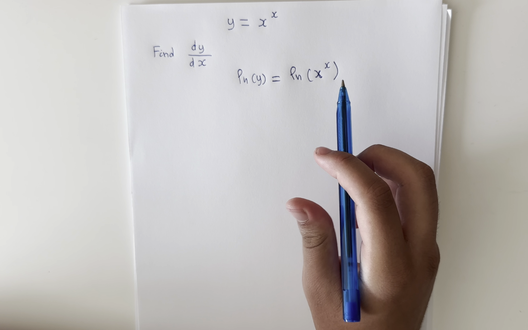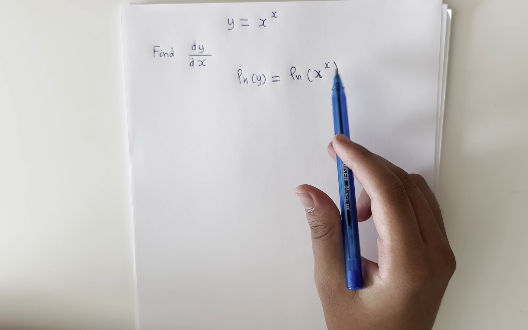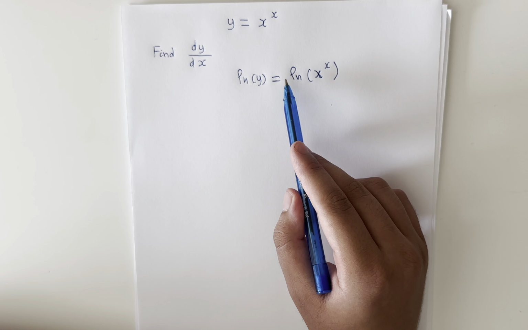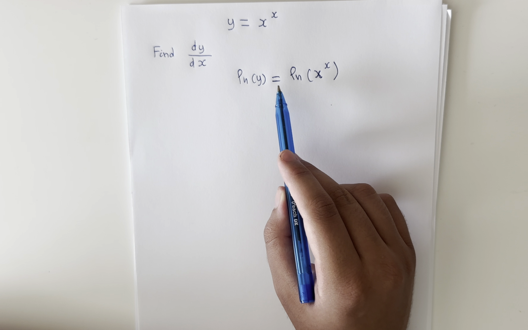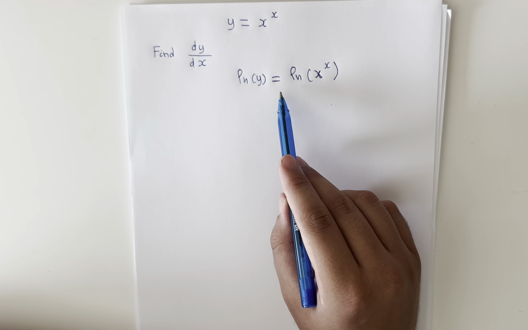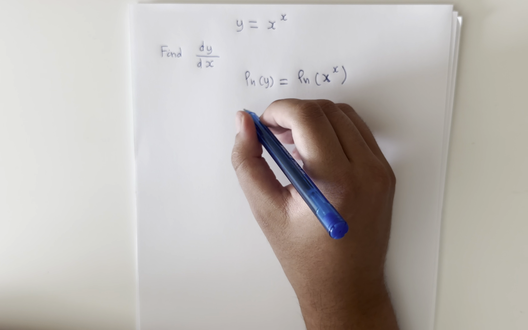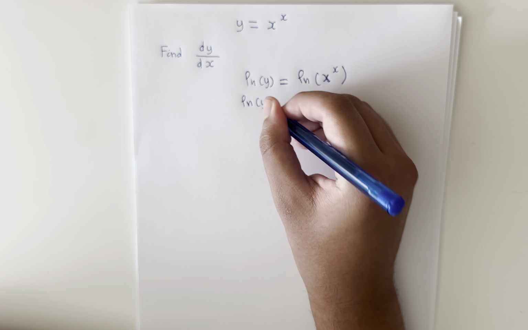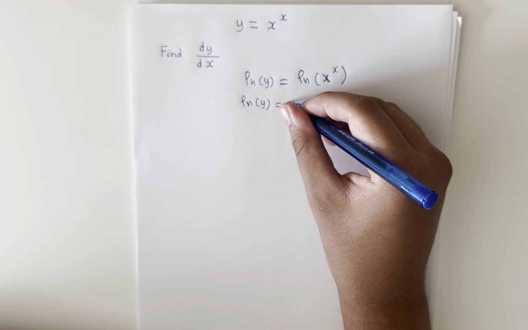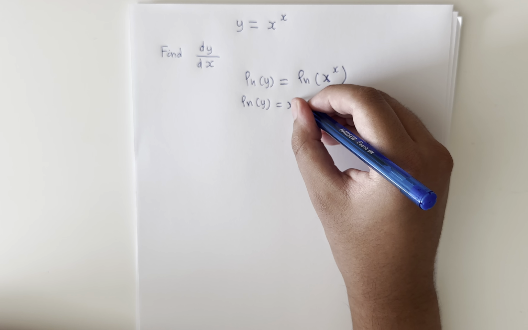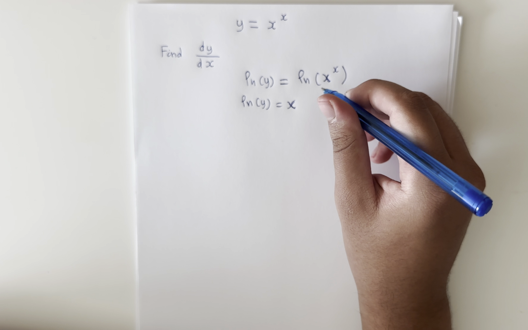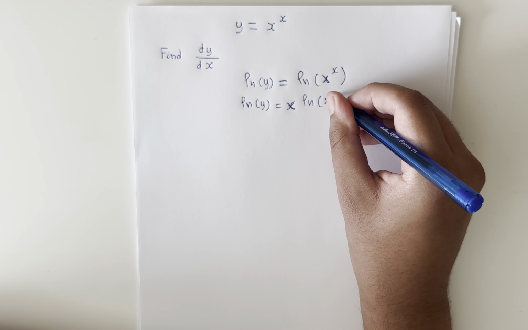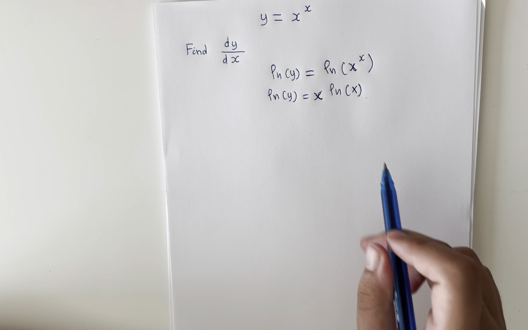And let's not forget our logarithm properties. This power of x over here, I can bring out in front. So it becomes x times the natural log of x. So let's rewrite that this way. Now I have the natural log of y is equal to x times the natural log of x, and this is simply based on the properties of logarithms, which you should have learned somewhere in algebra 2. And so now we're ready to differentiate this.